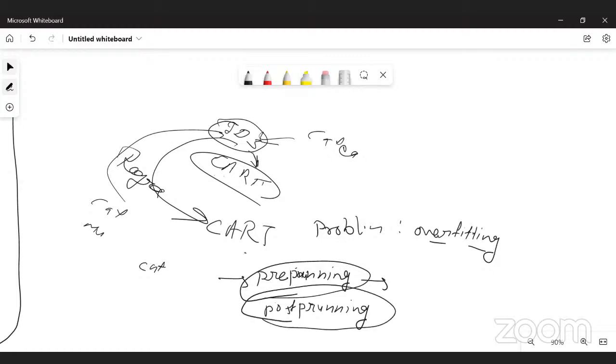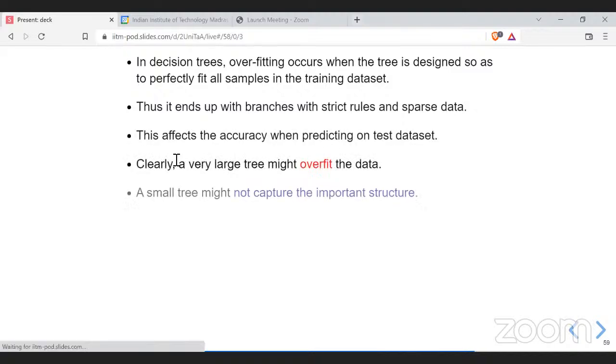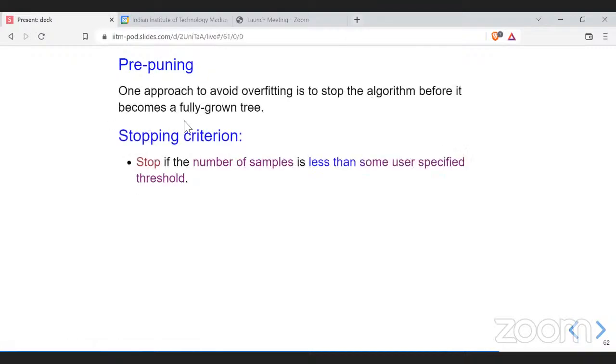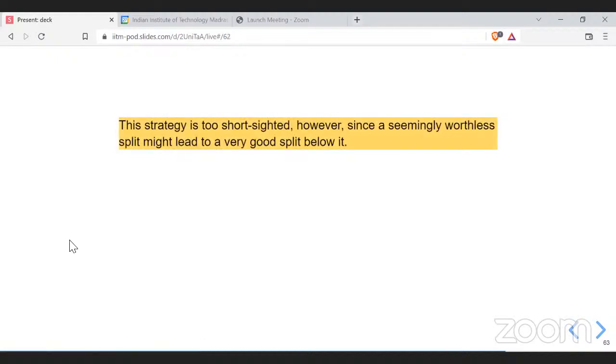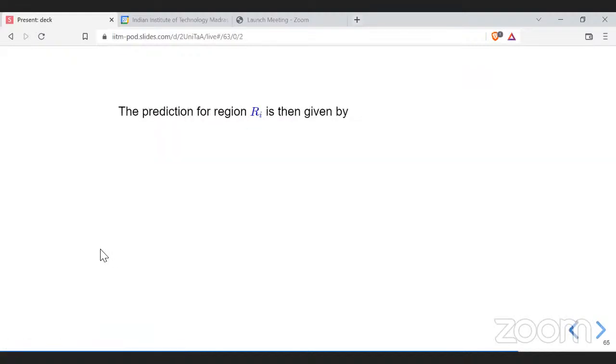What is post-pruning? You grow a full-size tree and then prune back. How to find this? One algorithm is called cost complexity error. The size of a tree is actually the length of the longest path. All this you can read out. Pre-pruning means you set a user-specified threshold and don't grow the full-size tree. In post-pruning, you grow a full-length tree and then prune back. How to prune back? There is a criterion for that.